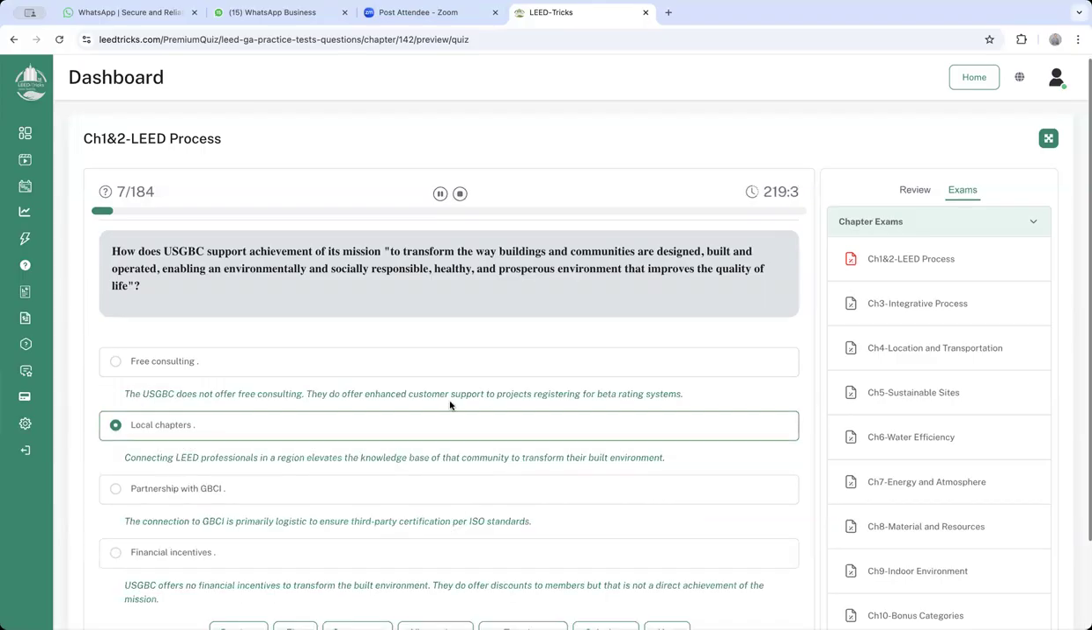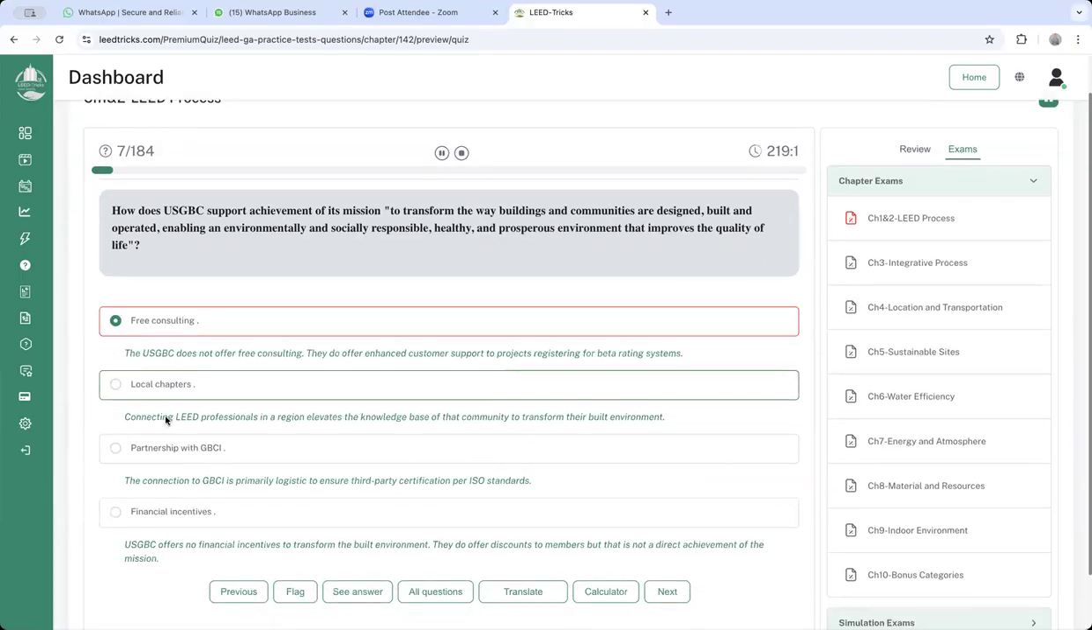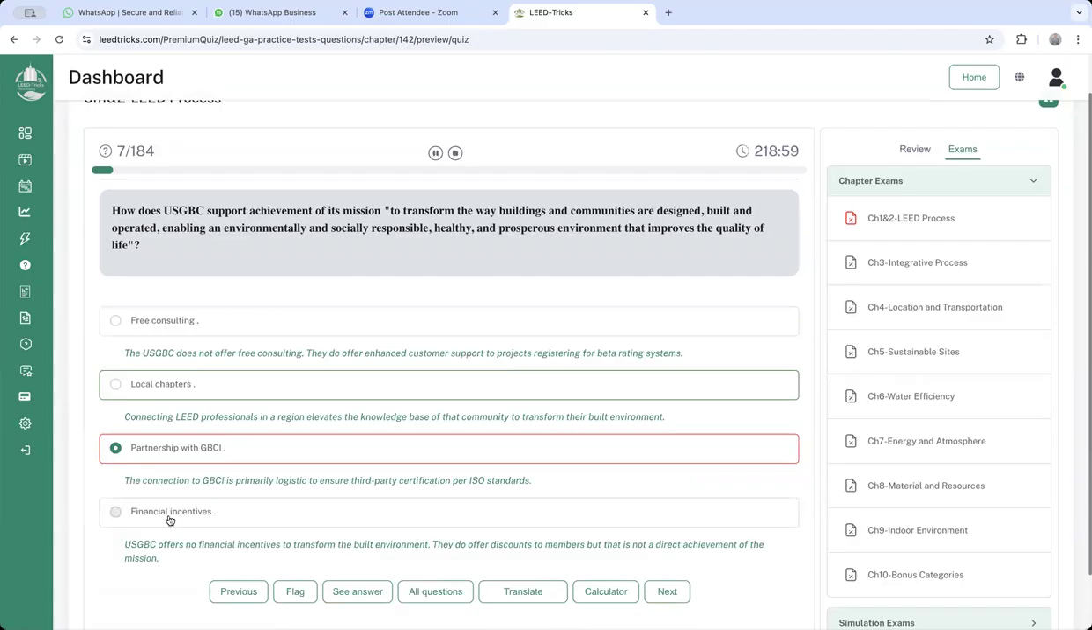What is a local chapter? This is the right answer, of course. For sure, the first time you don't know, but the second time you know that a local chapter is like a regional chapter, a regional part of USGBC. It connects leading professionals in the regional area, regions like the Middle East and so on. And these cooperate with the organization itself.